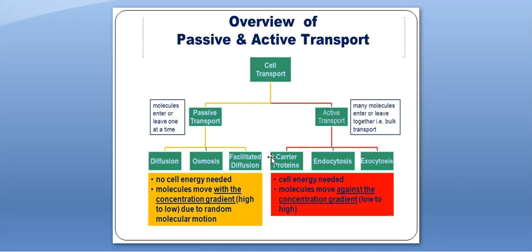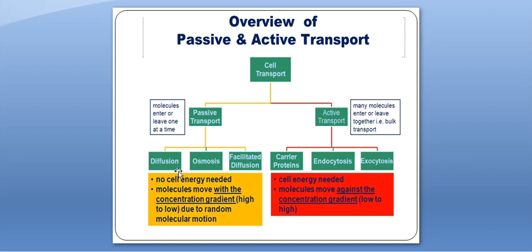This is an overview of passive and active transport. There is cell transport, where there are two types, passive and active. In these, the molecules enter or leave one at a time. Here many molecules enter or leave together. That is bulk transport.